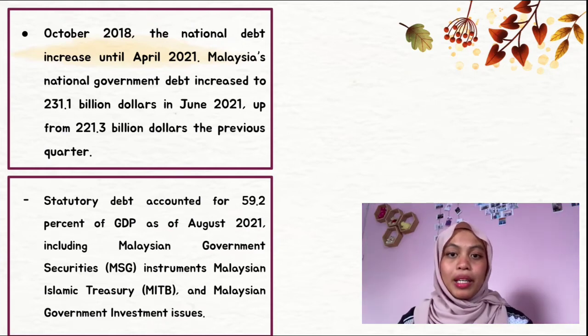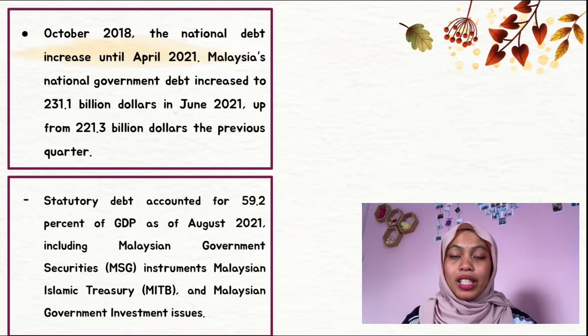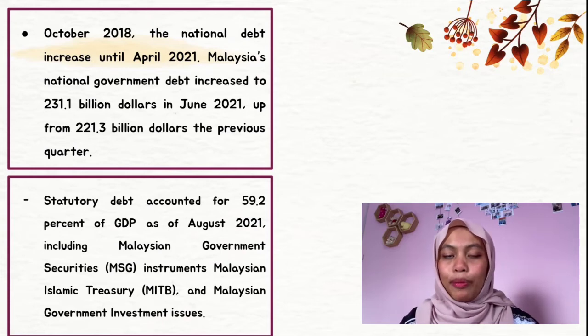Meanwhile, statutory debt accounted for 59.2% of GDP as of August 2021, including Malaysian government securities MGS, Malaysian Islamic Treasury bills MITB, and Malaysian government investment issues MGII. Other debt instruments such as external loans and Malaysian Treasury bill debt have their own statutory limits. Despite the fact that debt has expanded through numerous stimulus packages, the government's priority is still to support the people.